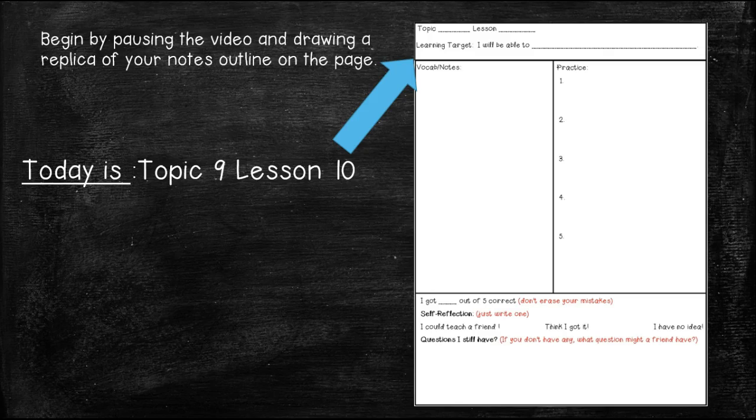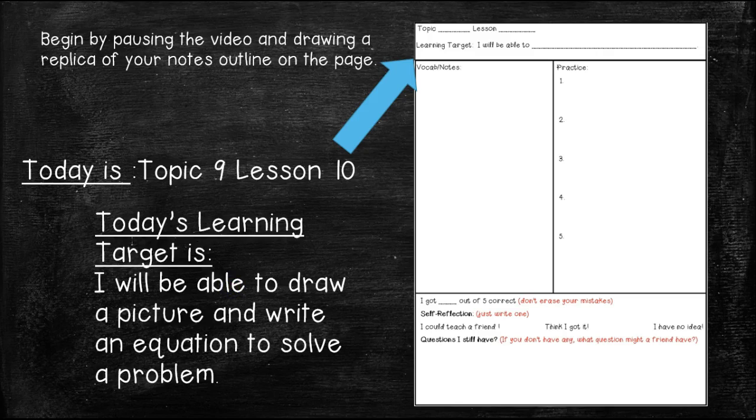Today we're going to be talking about Topic 9, Lesson 10, our very last lesson in this very, very long unit of adding and subtracting fractions with unlike denominators. And today's learning target is I will be able to draw a picture and write an equation to solve a problem.